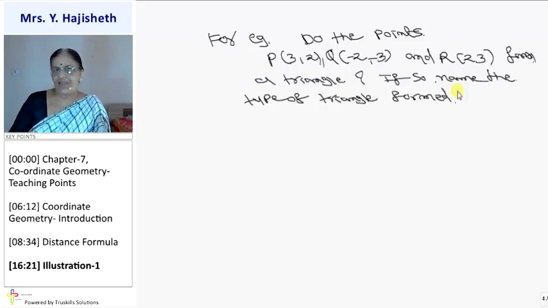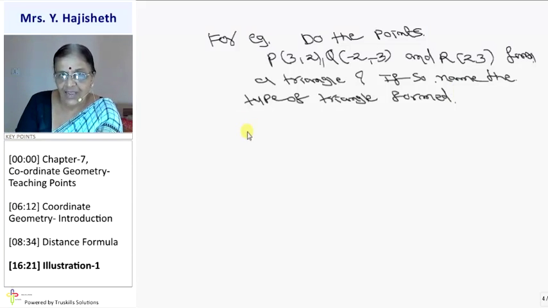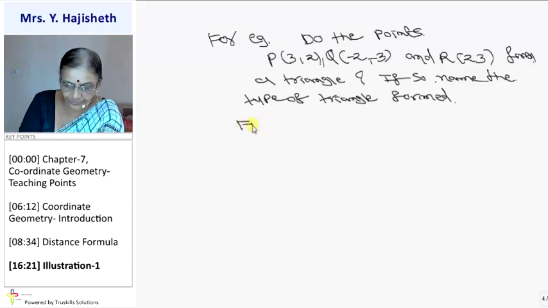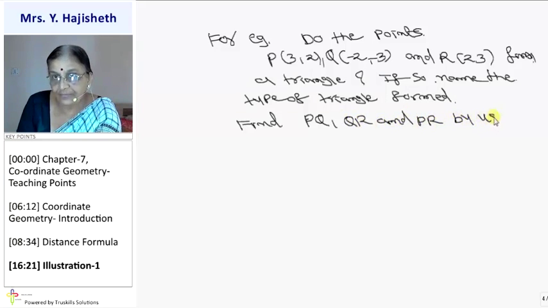And then you have to check if out of the three distances two are equal, meaning two sides are equal, then it is an isosceles triangle. Three sides equal, then it is equilateral. And no side equal, then it is a scalene triangle. Clear? So in order to attempt this question, I should find out PQ, QR and PR by using the distance formula.